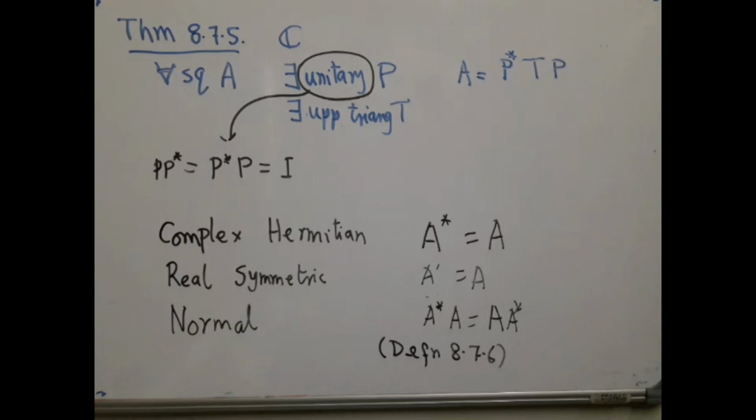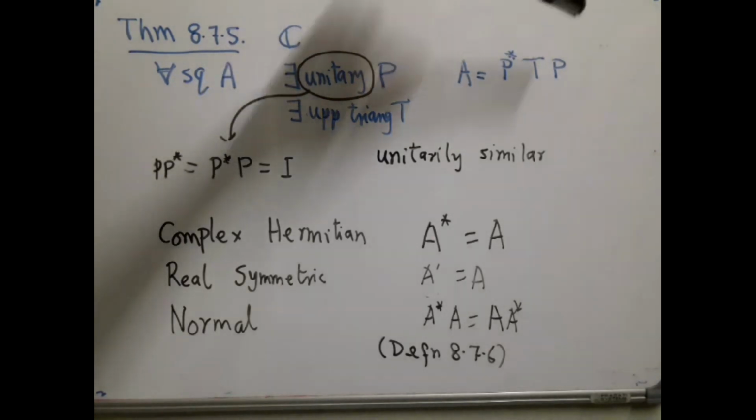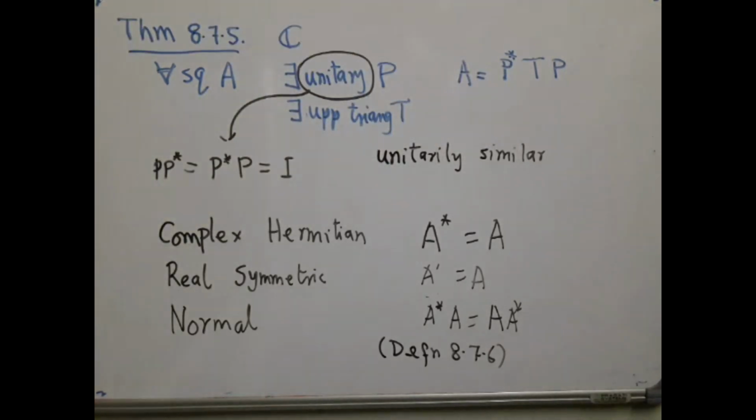Such a similarity is called unitarily similar. Thus, we say that here A and T are unitarily similar. And this theorem says that over the complex field, every square matrix is unitarily similar to an upper triangular matrix T. So, when we are working with a square matrix, we might as well assume that it is an upper triangular matrix.